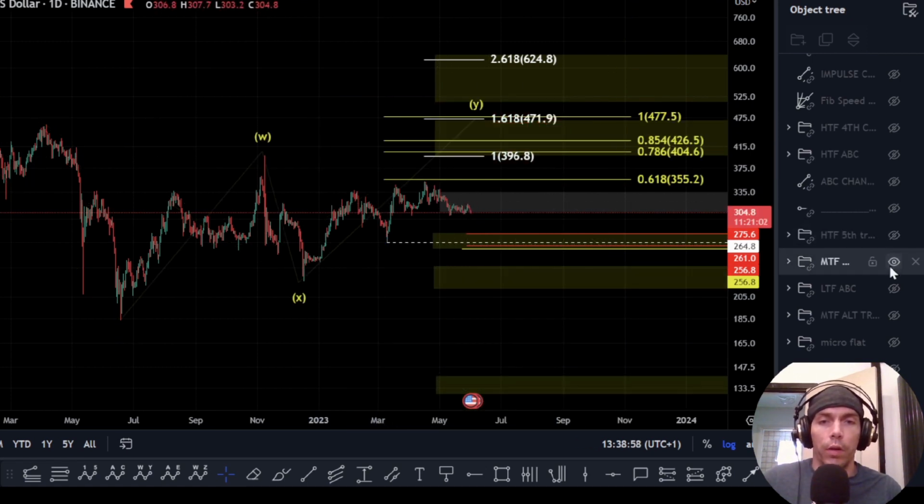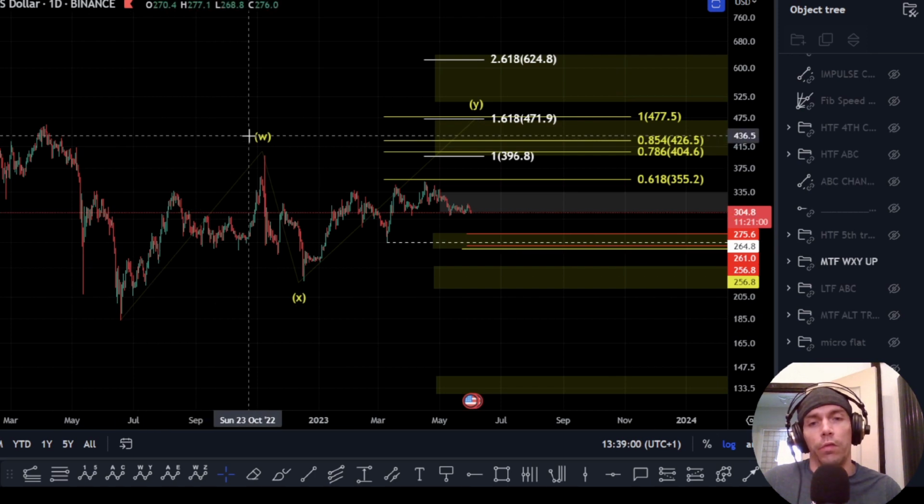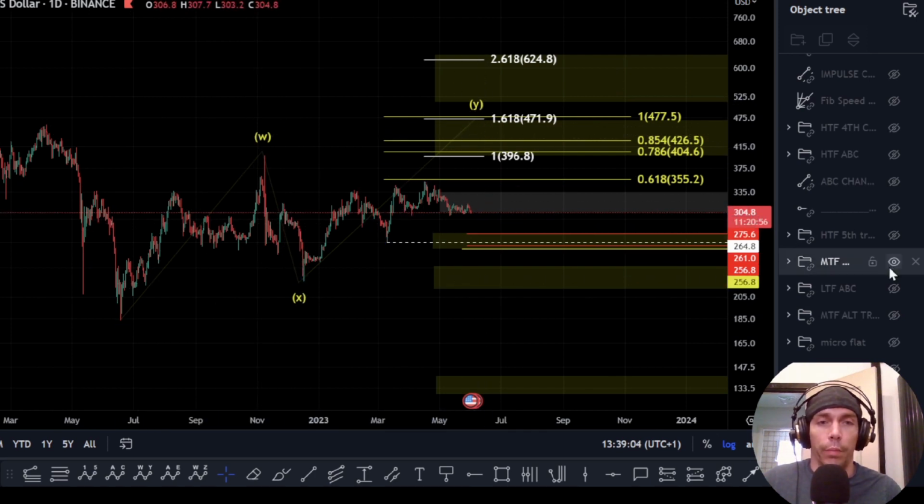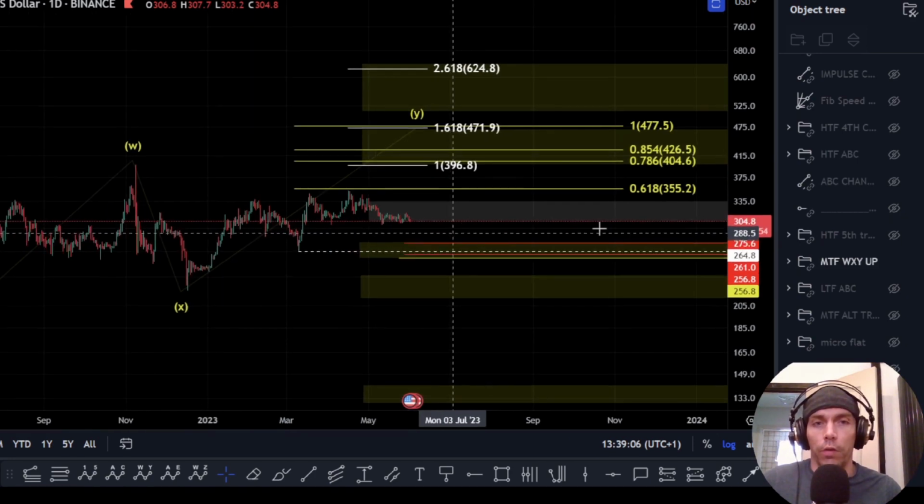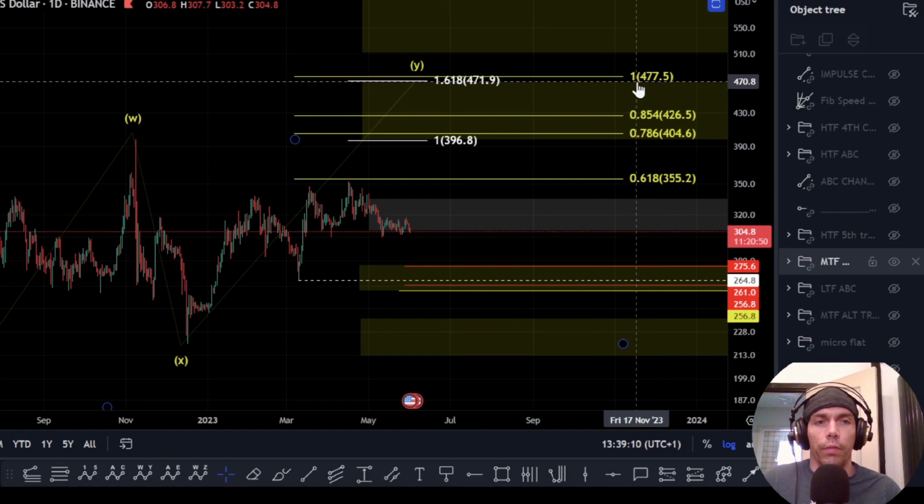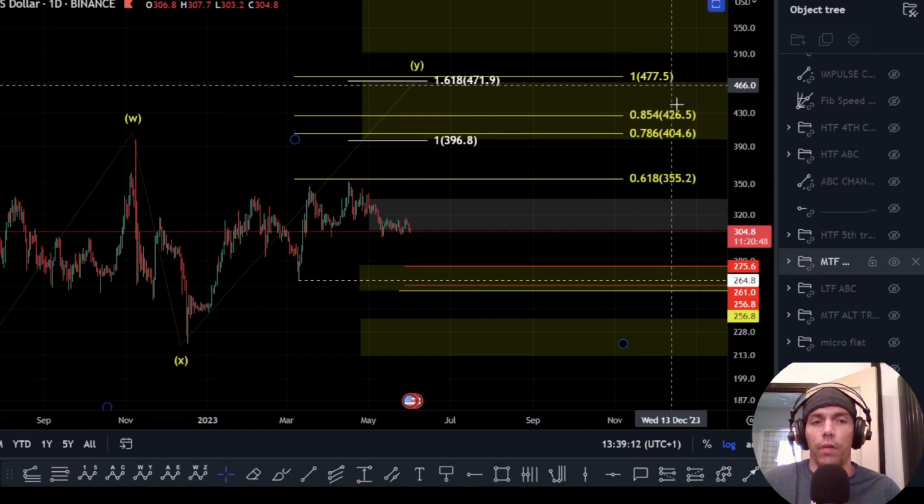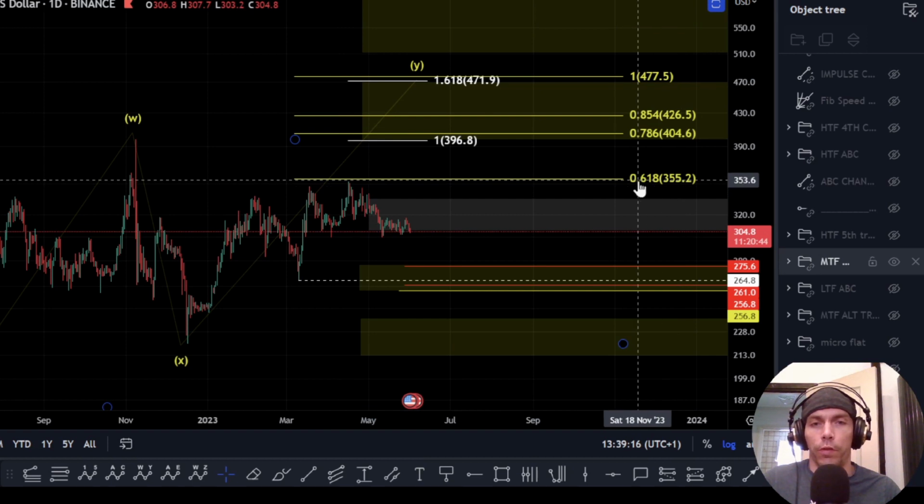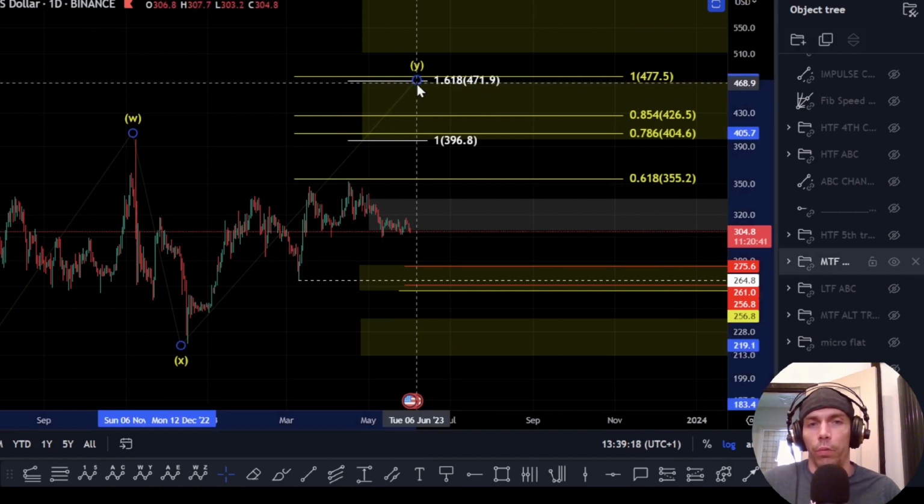So what we'd be looking for then would be something along these lines. We're treating this as a W, X, and then we're looking for this as a Y wave to the upside. So what we're looking for as a target for this would be up towards this yellow 1-to-1, which would be here at this 477. Although technically speaking, we have actually come up to the 0.618, which would be a minimum level for the Y wave.